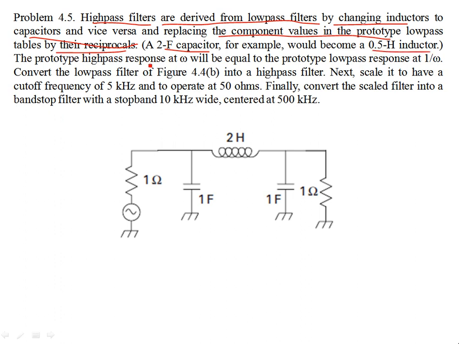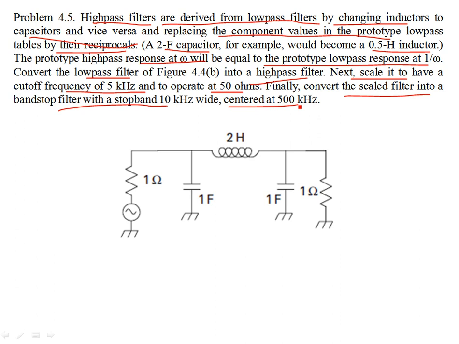So the prototype high pass response at omega will be equal to the prototype low pass response at 1 over omega. So you have to convert the low pass filter into a high pass filter, and next you have to scale it to the cutoff frequency of 5 kilohertz to operate at 50 ohms. So that is 50 ohms for both the source and load impedance. Finally, convert this scaled filter into a bandstop filter with the stop band at 10 kilohertz, centered around 500 kilohertz.